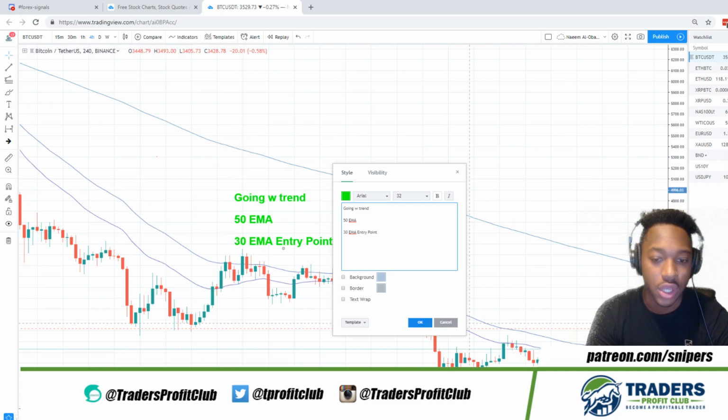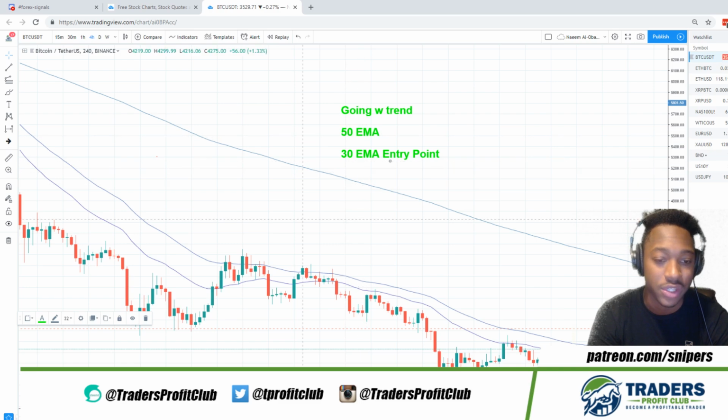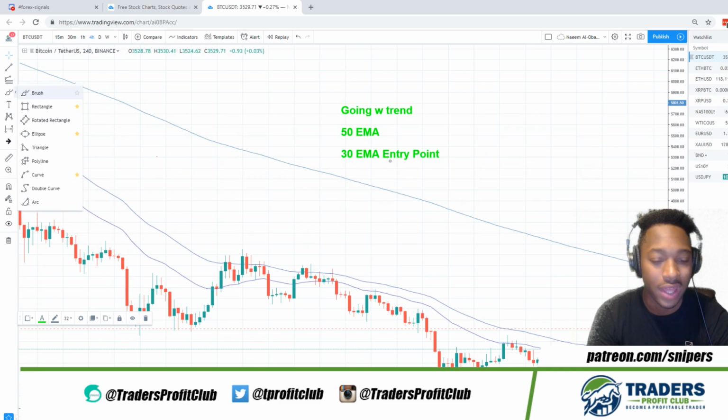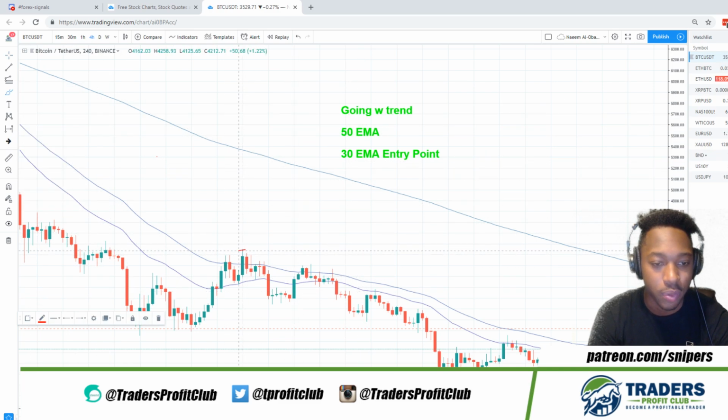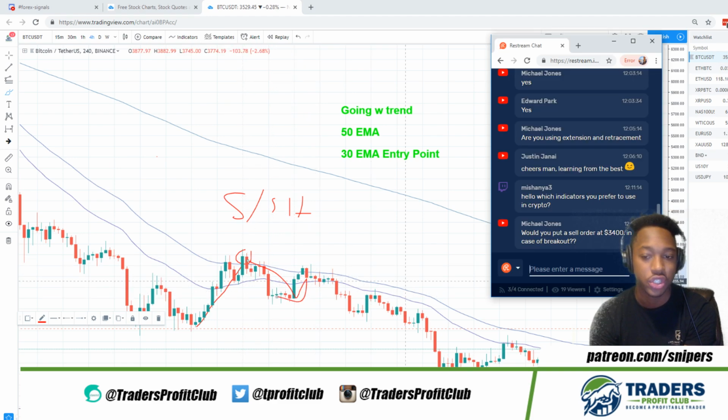I use this going with trend first, and this is my scalping strategy, okay, you guys? What I like to see first is when price comes from a low to a high, making that swing low or swing high, we know that price is probably going to continue with that trend. So it's about finding those entries. And we're talking about scalping, you guys, so we're talking about very short time frames.